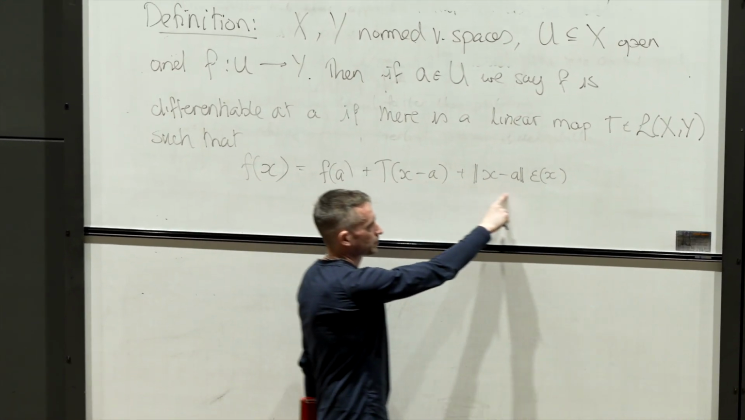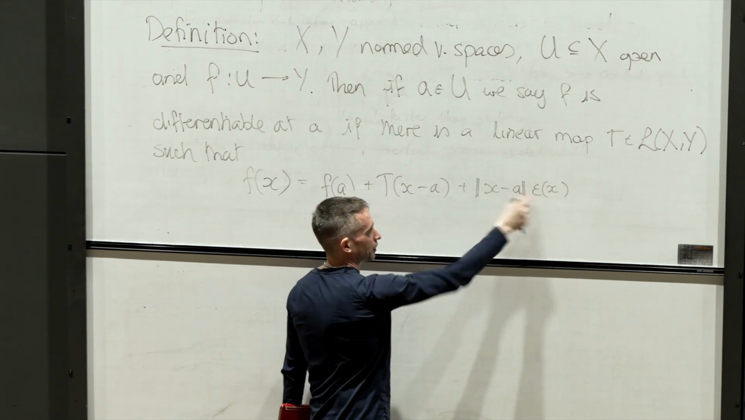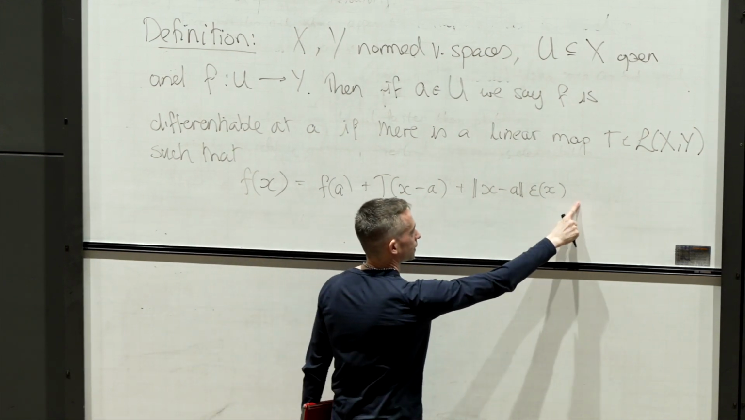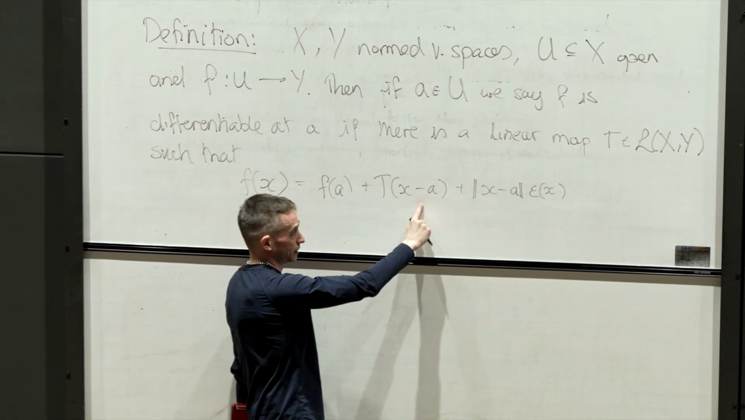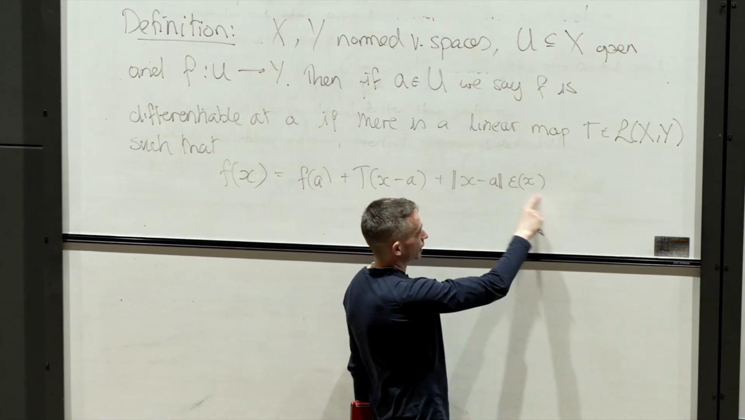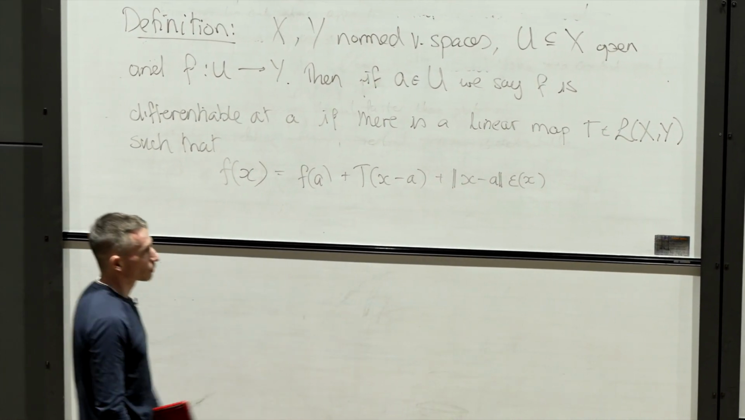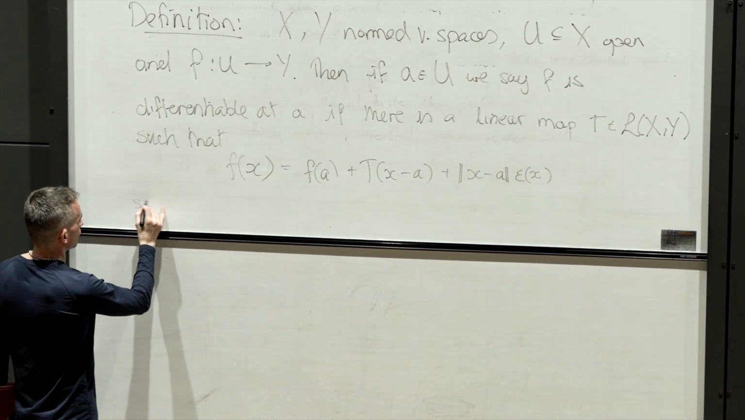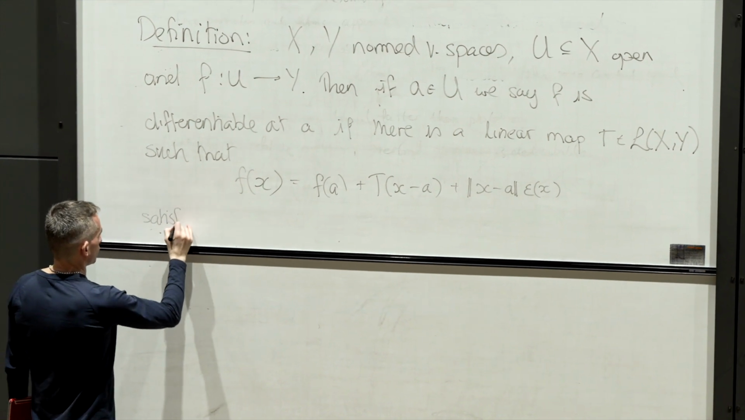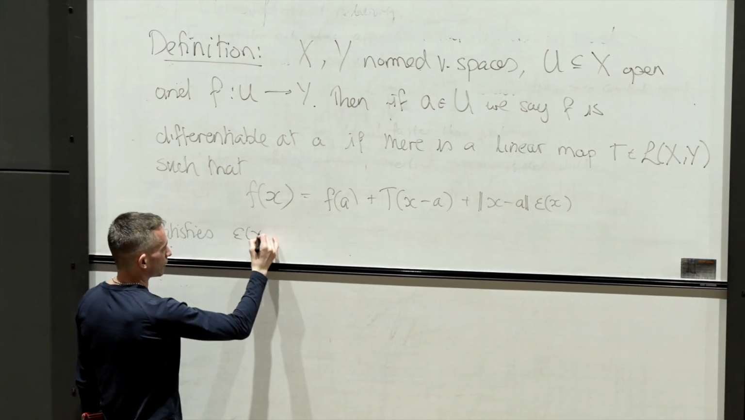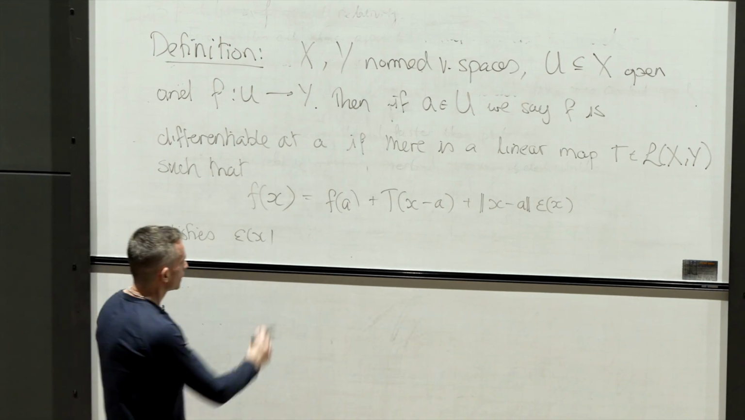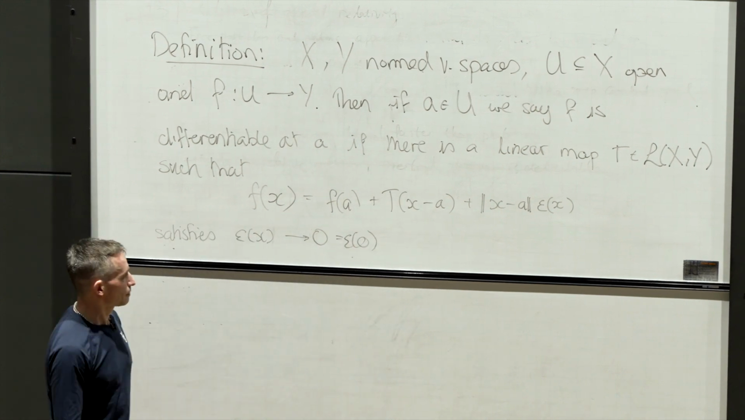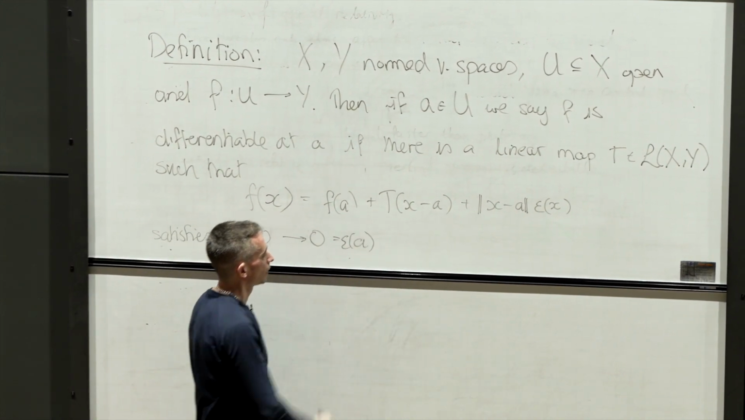So if you look at this equation, when x is not equal to A, this equation just tells you what this must be. So this whole quantity is the error in approximating f of x by this affine linear thing. And I'm saying that the error, after you divide it by the norm of x minus a, goes to 0 as x tends to a.